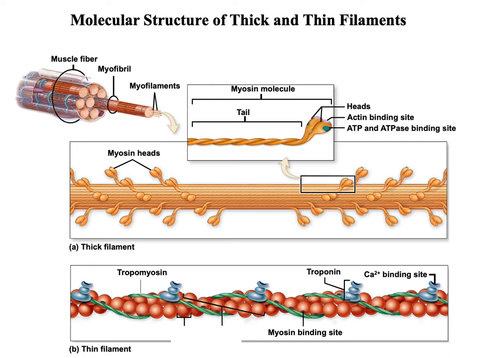And when he lets go of it, now that calcium's floating around inside this muscle cell. And where's it going to go? It's going to go find this calcium binding site. It's going to bind onto the troponin. See right here, calcium binding site.